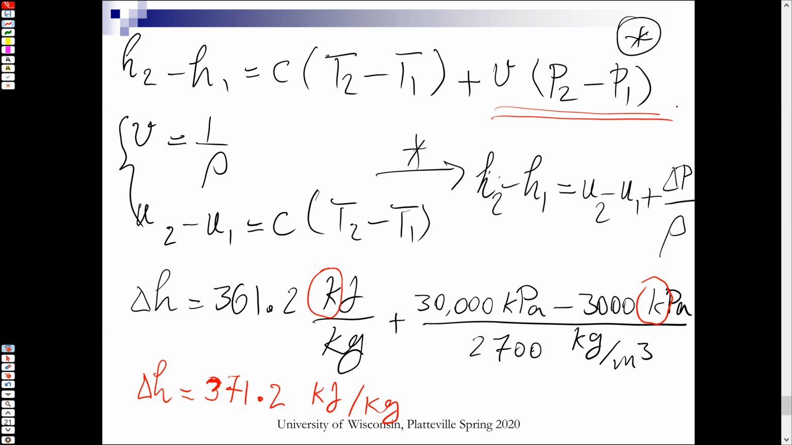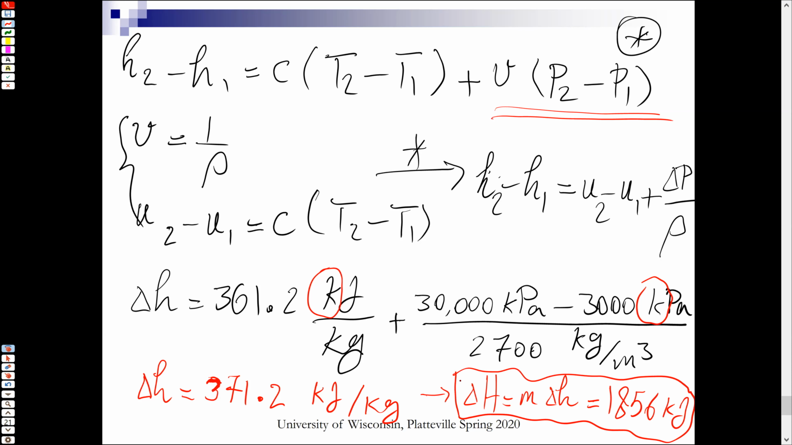Finally, we are looking for total enthalpy. Delta H is m times lowercase delta h, and if you multiply the numbers and do the calculation, 5 kilograms times 371.2 kilojoules per kilogram will give you 1856 kilojoules. All right, and I'll leave the substitution of the mass and doing the calculation to you. All right, let me save this one and get out of here.